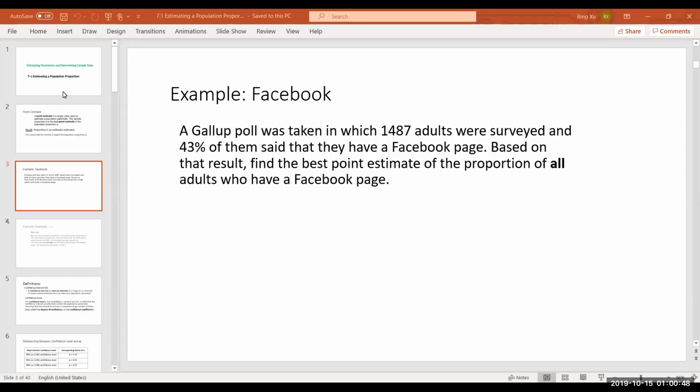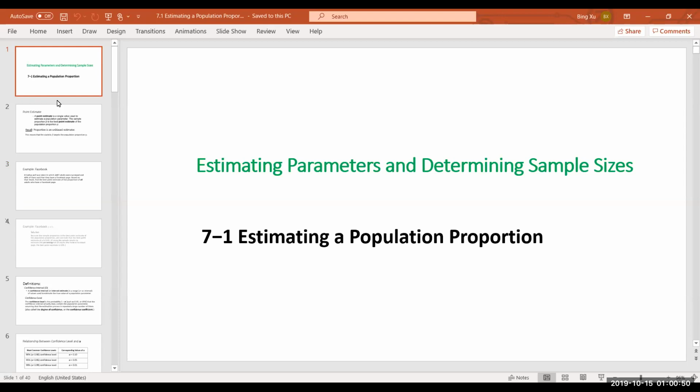Okay, so this section 7.1 is estimating a population proportion. We're going to get a sample from a population and use the sample to estimate a characteristic of the population. So today we'll talk about how to estimate a population proportion.